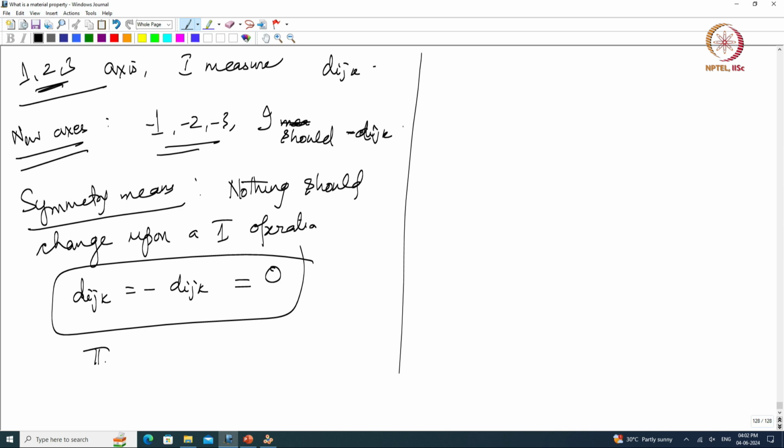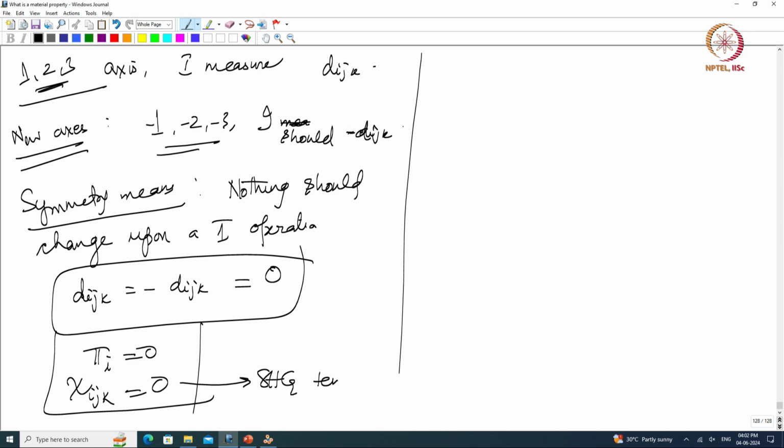Similarly, I cannot have any tensorial component of the pyroelectric tensor. Similarly, I cannot have any tensorial component of a 5th rank tensor, or the second harmonic generation tensor. So, any 3rd rank tensor, any 1st rank tensor goes to 0. So, this sort of gives us an idea of what the symmetry property correlation means.